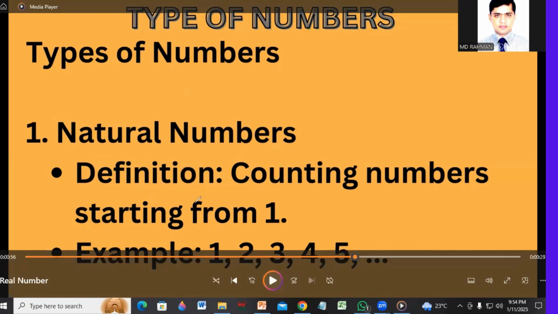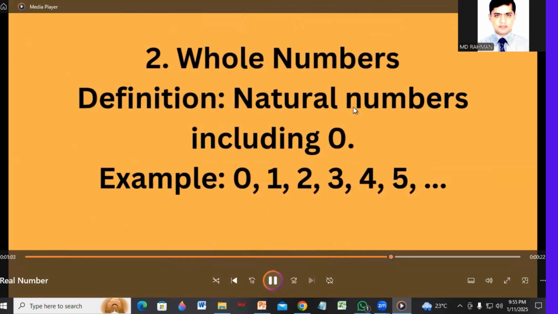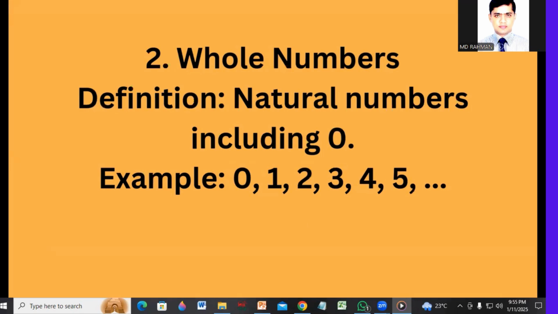The first one is natural numbers. Natural number definition: counting numbers starting from one. That is 1, 2, 3, 4, 5, 6, 7, 8, 9, this way, right? This is natural numbers. Number two is whole numbers. In the case of whole numbers, natural numbers including zero make whole numbers. So natural numbers start from 1 and go on, and in the case of whole numbers, natural numbers plus 0 equals whole numbers, right? So we have learned whole numbers.